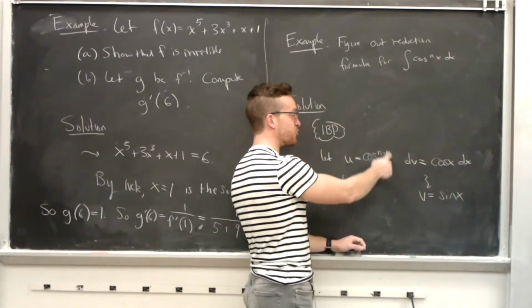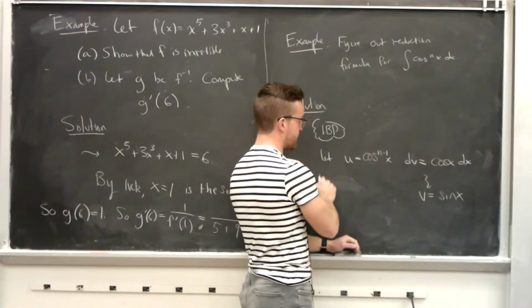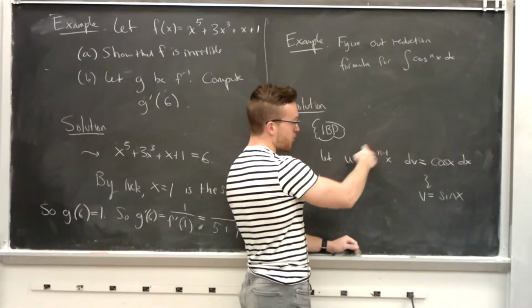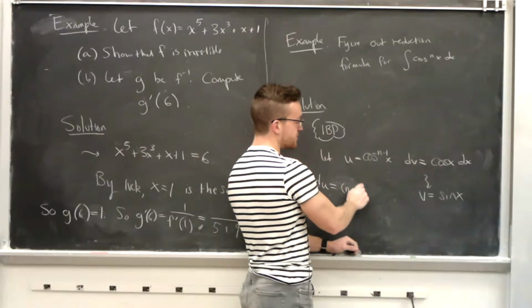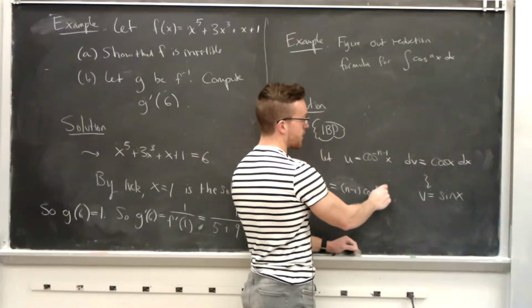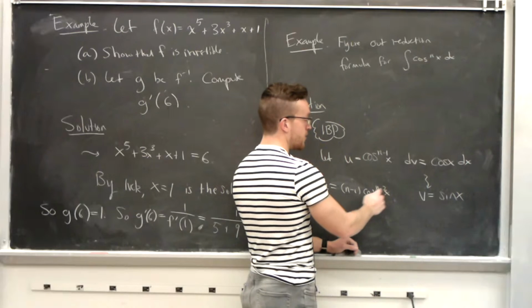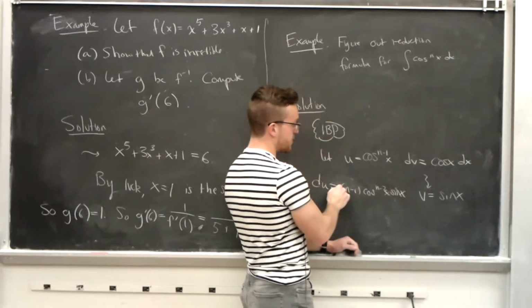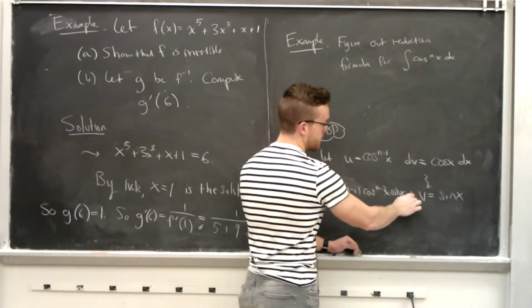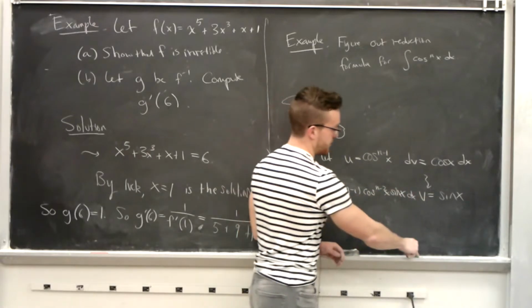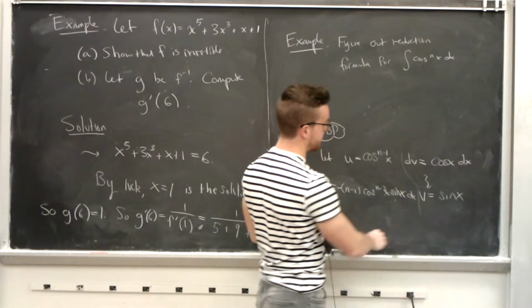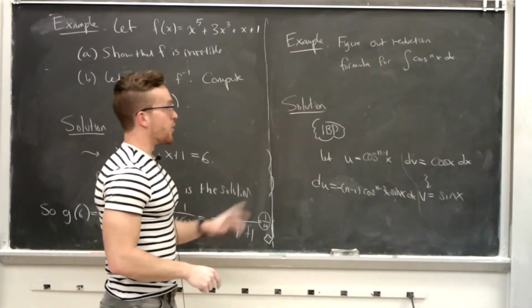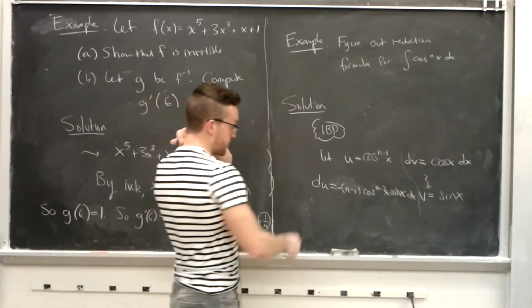Here, to take the derivative of this thing, let me give myself a little bit more room. Power rule is going to give me n minus 1 cosine to the n minus 2 of x. Then take the derivative of the inside, which will be a negative sine of x dx. That's a little ugly to look at, sorry. Okay, there's my integration by parts setup.